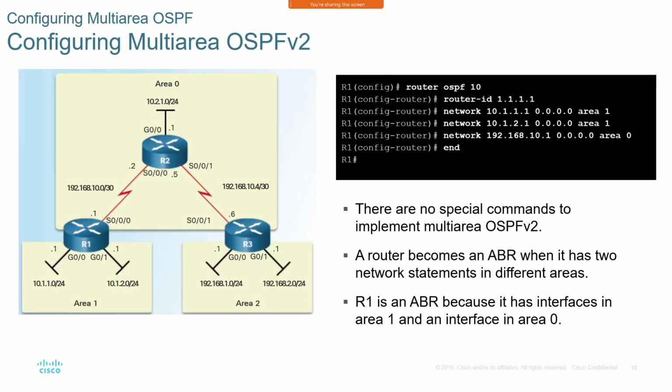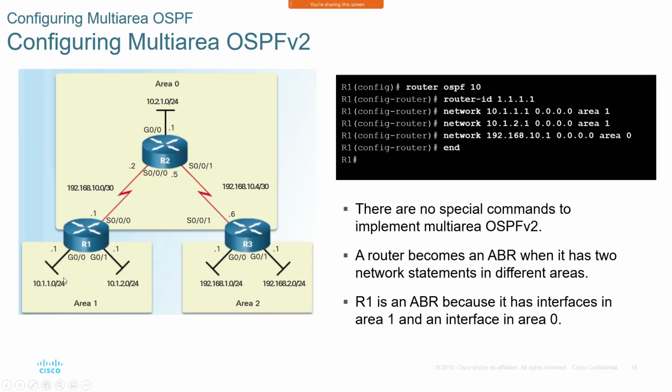This is an example of how we configure multi-area OSPF version 2. We have 3 routers in this topology: Router 1 at the bottom left, router 3 at the bottom right, and router 2 at the top. We're going to establish neighborships between these routers and exchange the routes. Router 1 by default only knows about the networks directly connected to it. Router 3 only knows about the networks directly connected to it.